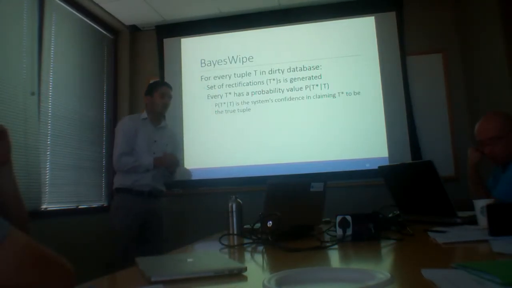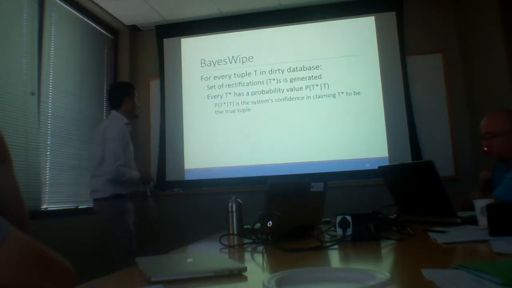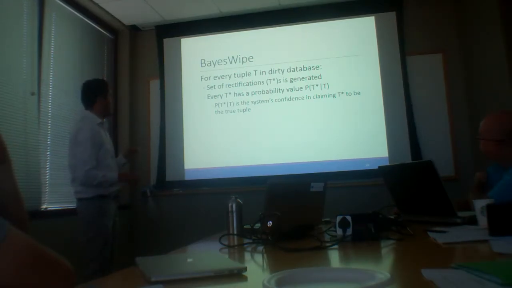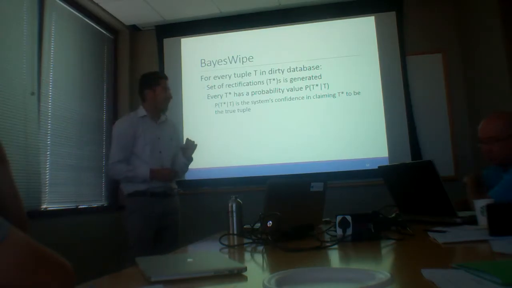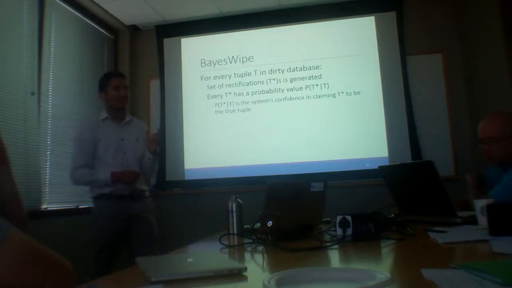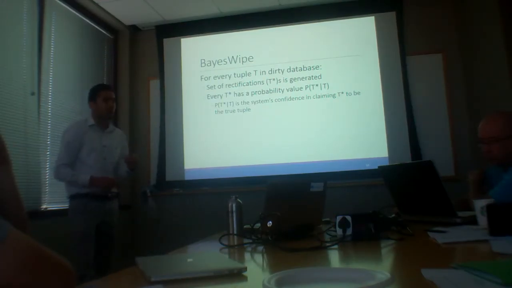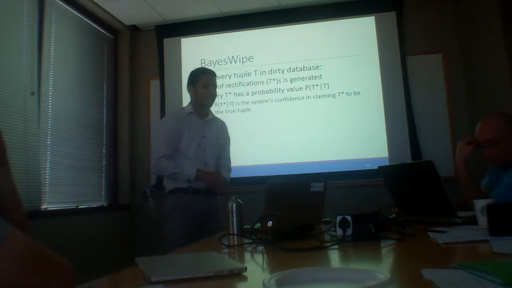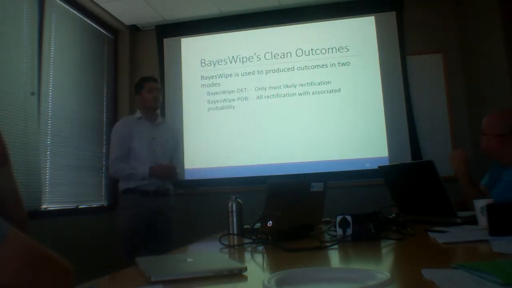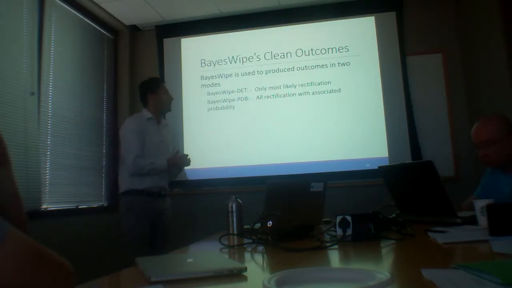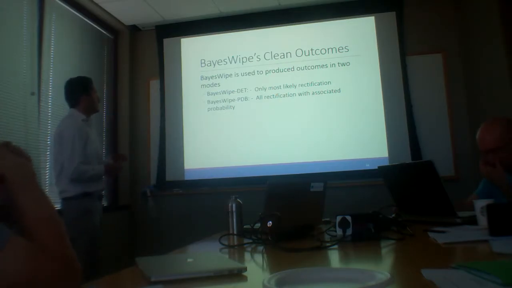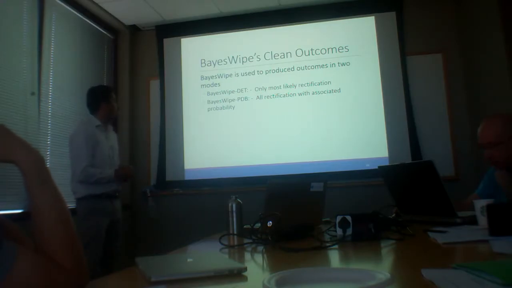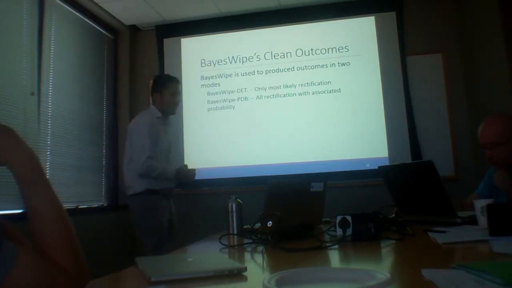So this is how BayesWipe works: for every tuple T in the dirty database, BayesWipe will generate a set of rectifications. Those rectifications are called T star. Every T star is given a relevance probability, that is P(T star | T), and this probability shows BayesWipe's confidence in claiming that T star is the actual true version of the tuple T. I use BayesWipe to produce the deterministic outcome as well as the probabilistic outcome. The deterministic outcome produced from BayesWipe is called BayesWipe DET, and the probabilistic outcome is called BayesWipe PDB.